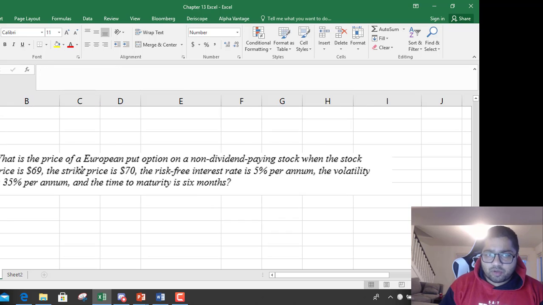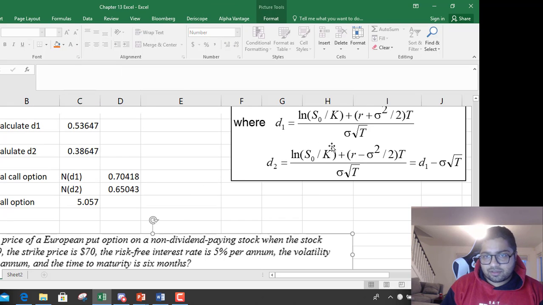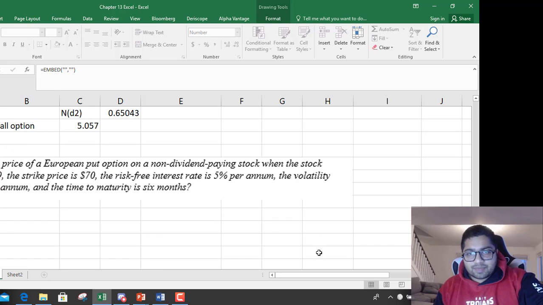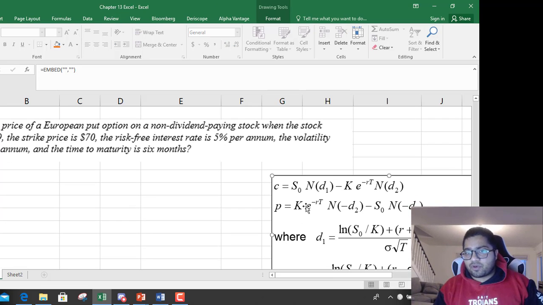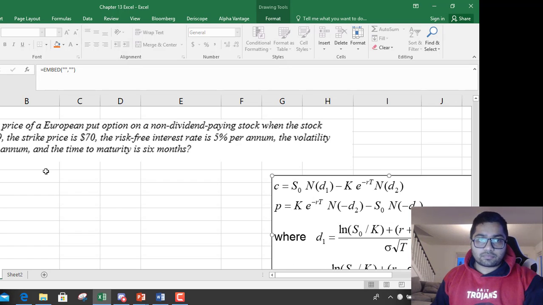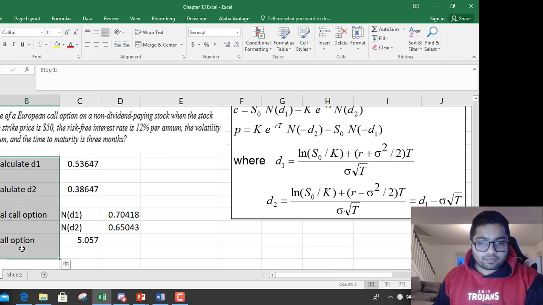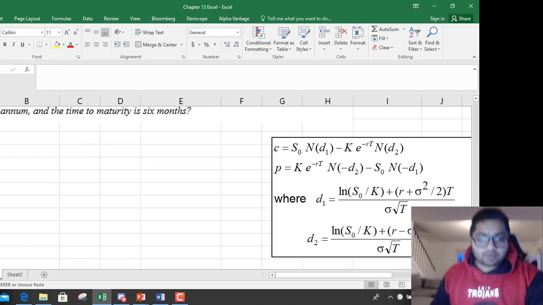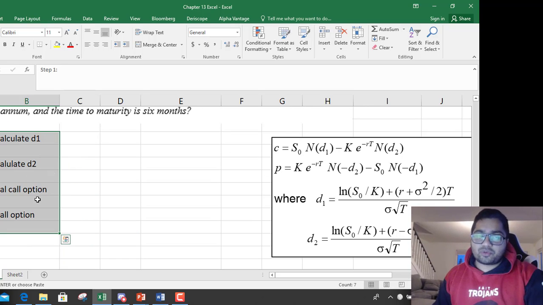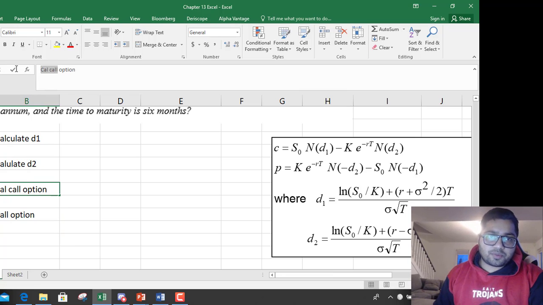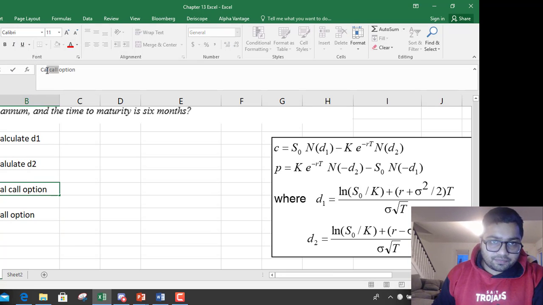So we are going to do one more problem for put option price. So formulas are similar, steps are similar, except the put formula is different. Instead of using this formula, we are going to use this formula. So let's do that. Okay, so next question is calculating European put. So same steps. So step 1, calculate D1. Step 2, calculate D2. Instead of call option, we'll have put options.